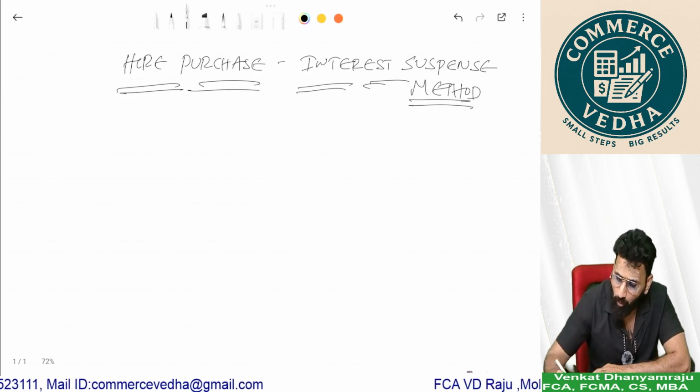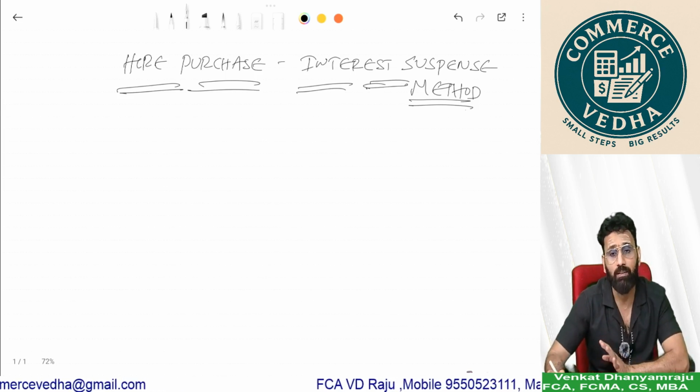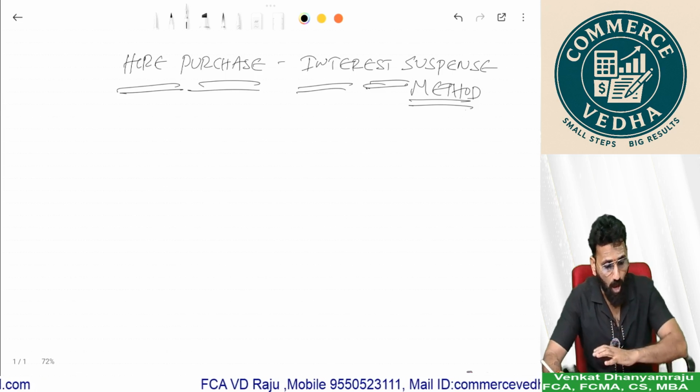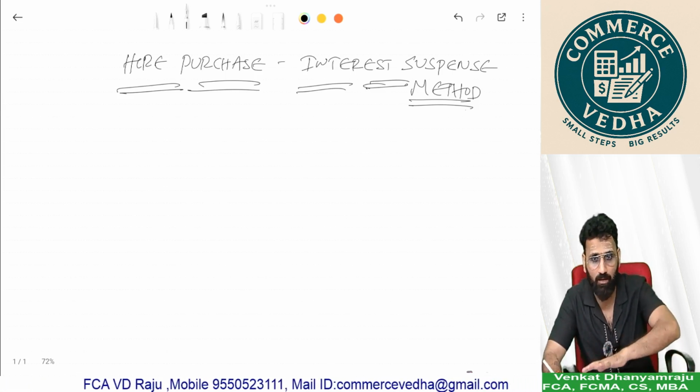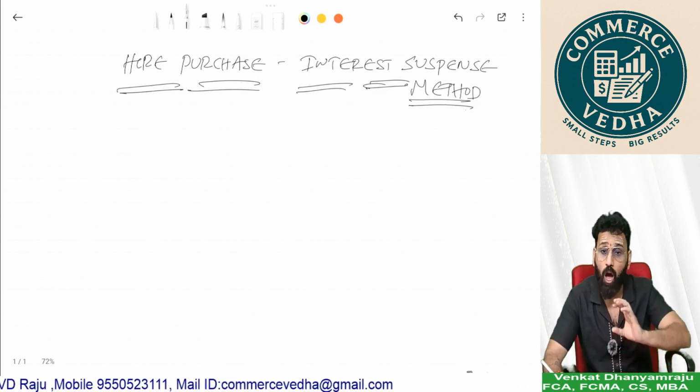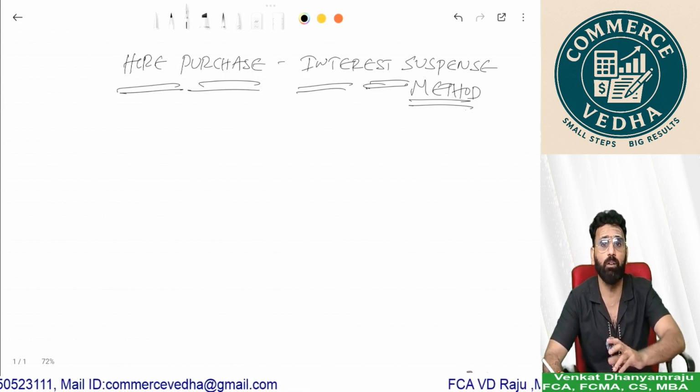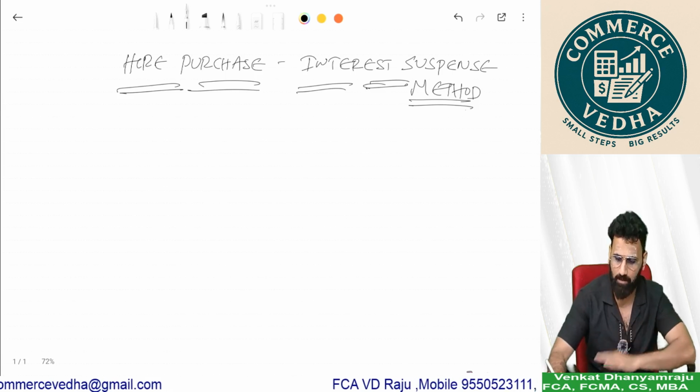Now, one more method in accounting is called the interest suspense method. How accounting shall happen under this method, that we'll learn. Also, we'll learn what is the difference between this method and the previous method.